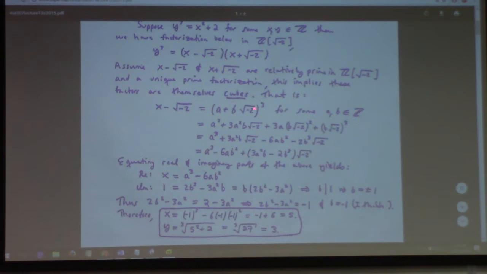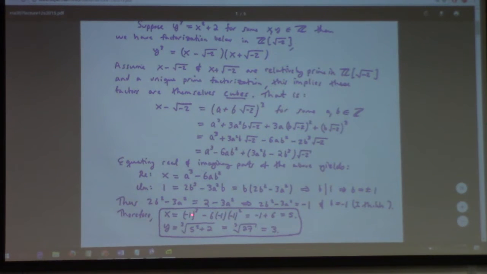And so if that's a cube, then cube this thing, a little bit of algebra happens, and you can equate the real and the imaginary part. That gives you x equals this, and 1 equals that. So you look at this thing and you go, wait a minute, I got 1 equals this, but the only way that can happen is if b divides 1, right? b has to be plus or minus 1. And we also need that 2b squared minus 3a squared is equal to that, but that has to also be equal to what? Either minus 1 or 1, I think. And so there you go.